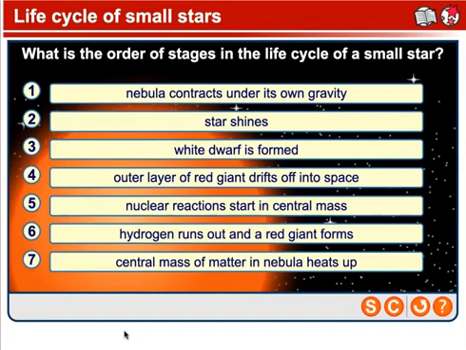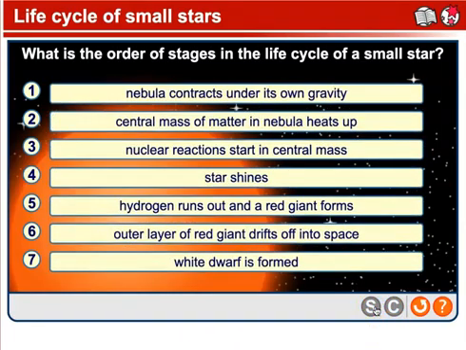So let's revisit the life cycle of small stars. What is the order of stages in the life cycle of a small star? Number 1, a nebula contracts under its own gravity. Number 2, central mass of the matter in a nebula heats up. Number 3, nuclear reactions start in central mass. Number 4, the star shines. Number 5, hydrogen runs out and a red giant forms. Number 6, the outer layer of the red giant drifts off into space. And number 7, the white dwarf is formed.